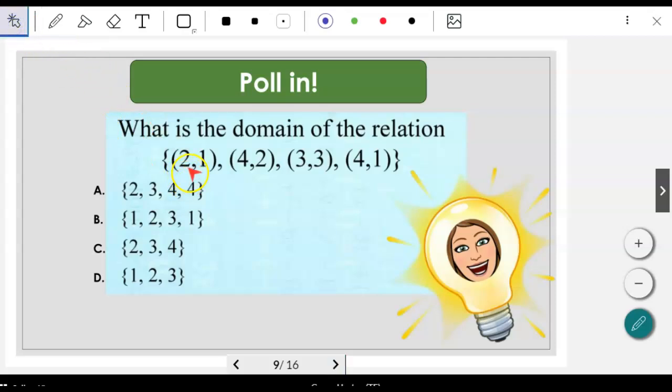All right, so here we're finding the domain, so it's 2, 4, 3, 4. It's not this one. Well, yeah, it is. 2, yeah, they just reordered them. Okay, so it looks like you are having to list them twice for the correct answer there.